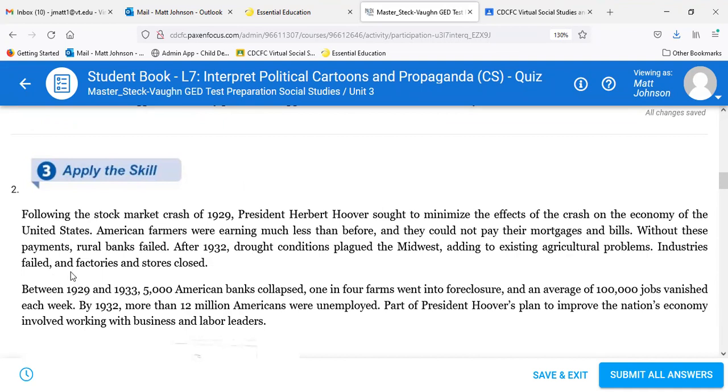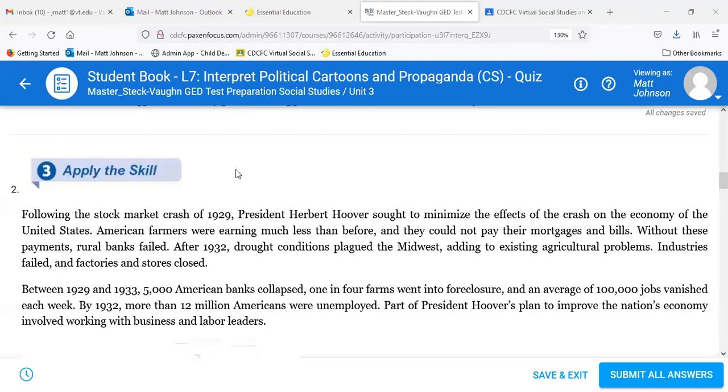Okay, the first paragraph. Following the stock market crash of 1929, President Herbert Hoover sought to minimize the effect of the crash on the economy of the United States. American farmers were earning much less than before, and they could not pay their mortgages and bills. Without these payments, rural banks failed. After 1932, drought conditions plagued the Midwest, adding to the existing agricultural problems. Industries failed and factories and stores closed.